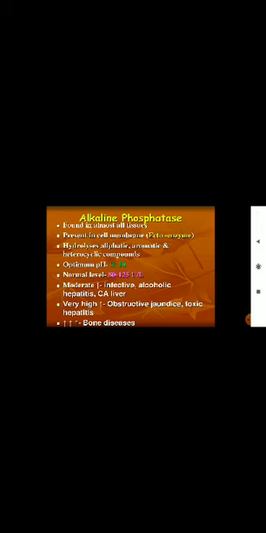Then very high alkaline phosphatase value is found in obstructive jaundice, that is liver affection, and toxic hepatitis. And maximum value of alkaline phosphatase is observed in bone disease. So alkaline phosphatase is most specific, take down, most specific for bone diseases.